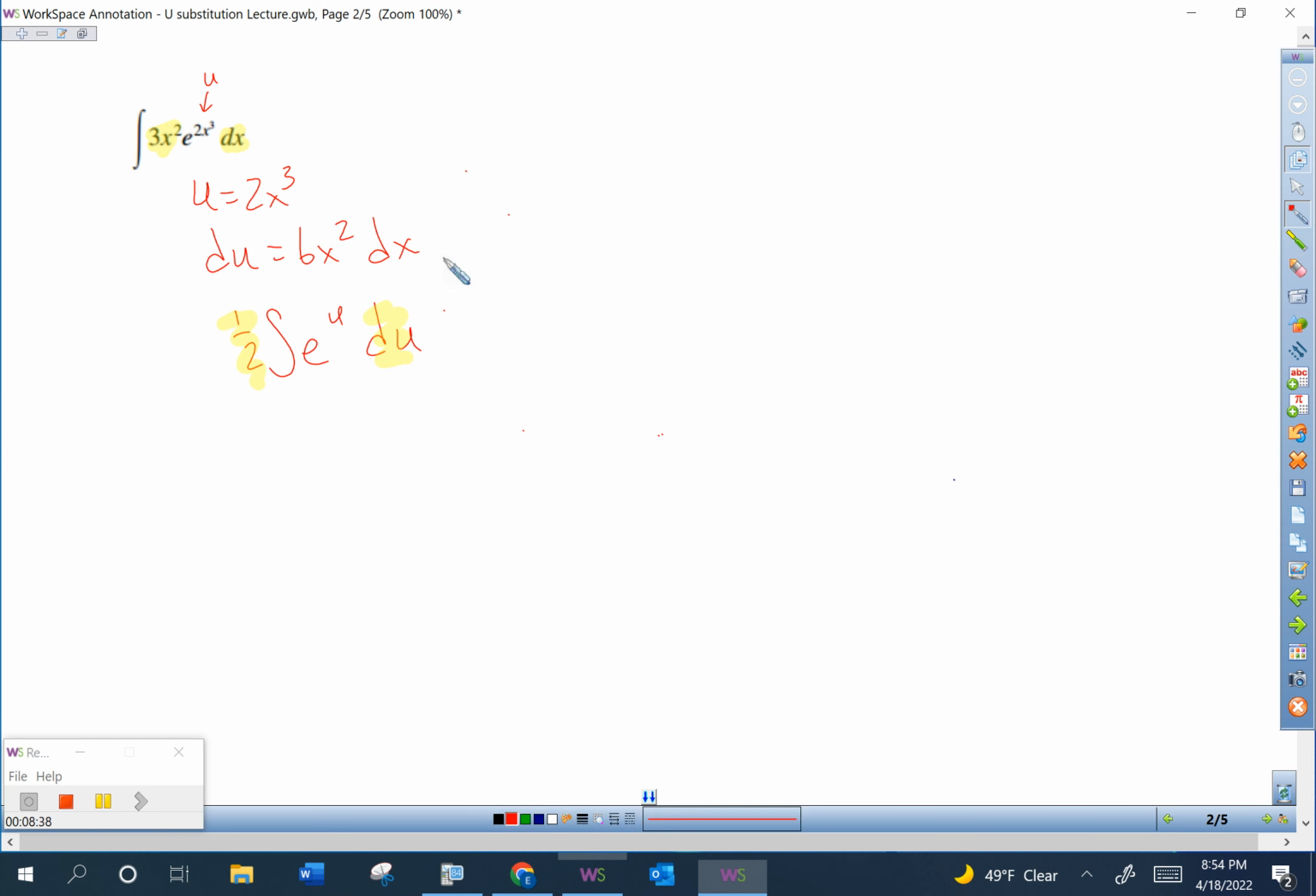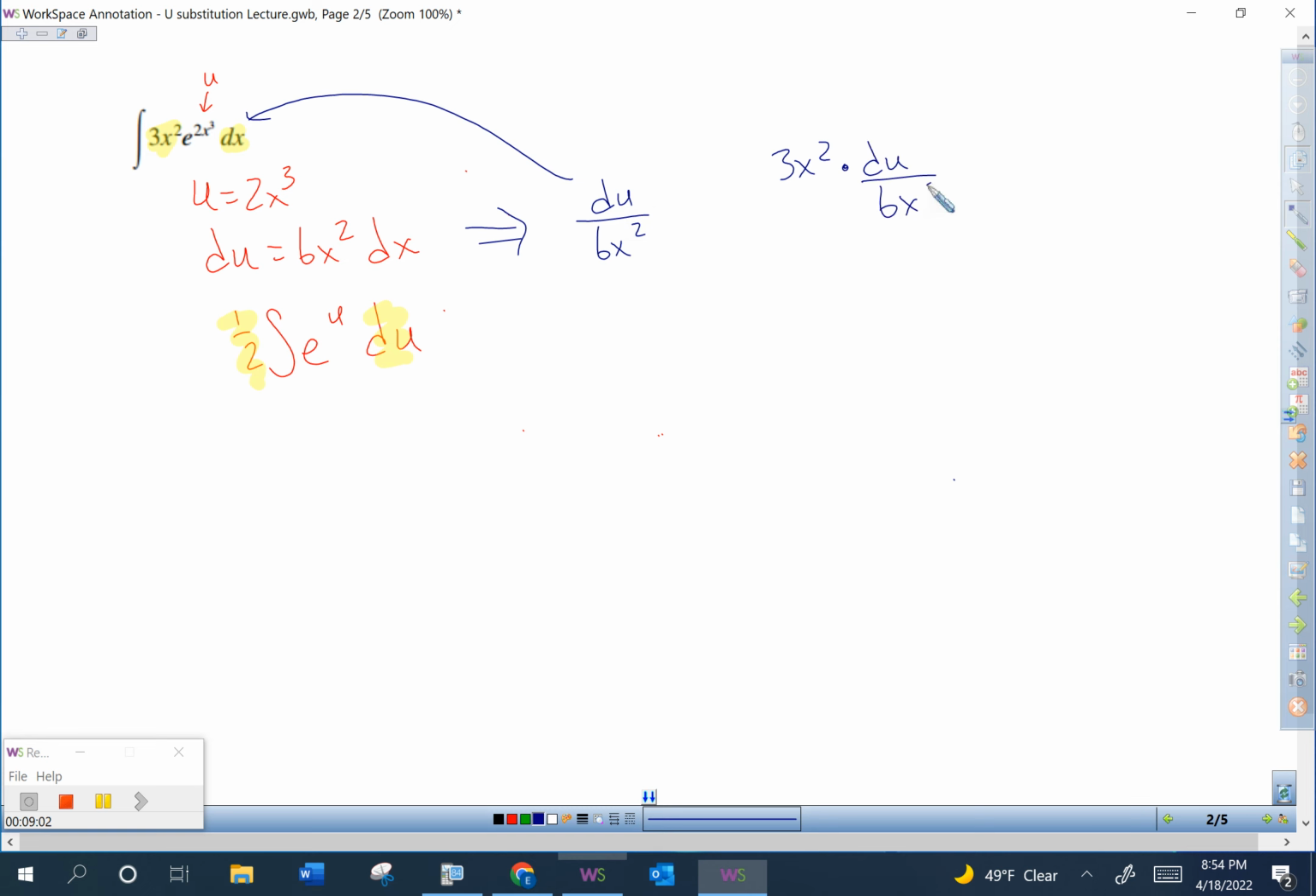So let's go manipulate this for a second here. If you struggle with this part, here's what I want you to do. We're going to just get dx by itself. So that would look like du divided by that 6x squared. And we're going to sub it in right there. 3x squared times dx would be times du over 6x squared. X squareds cancel. 3 over 6 is 1/2. It's coming right there. The 1/2 du is what we're trading.